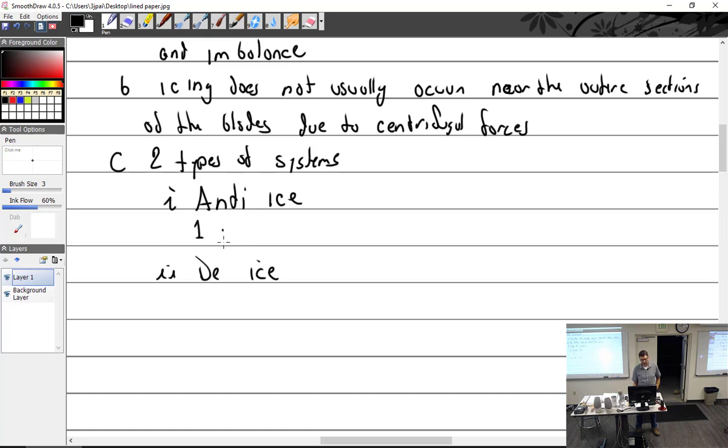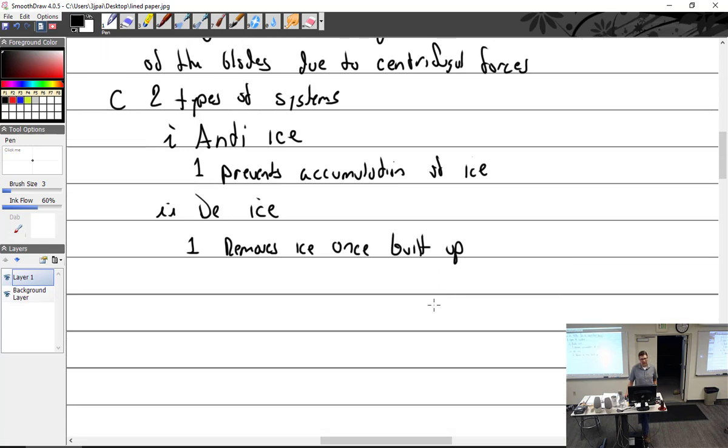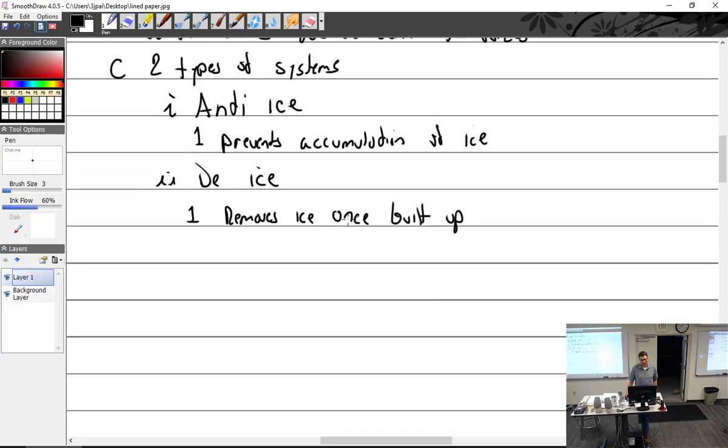Anti-ice prevents the accumulation of ice. And de-ice removes ice once built up. This used to seem like a very cut and dry thing to me.